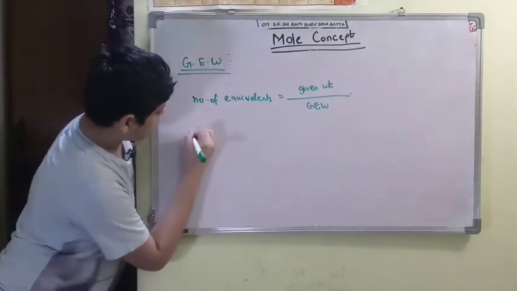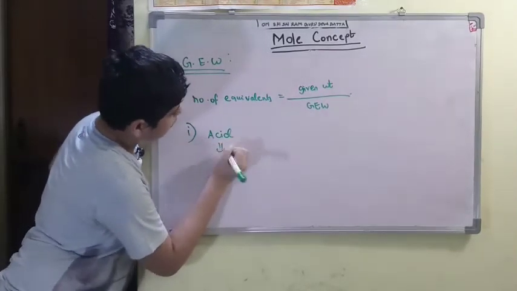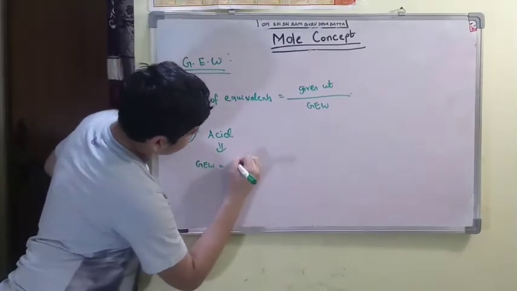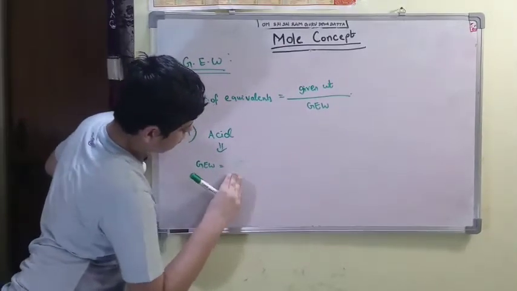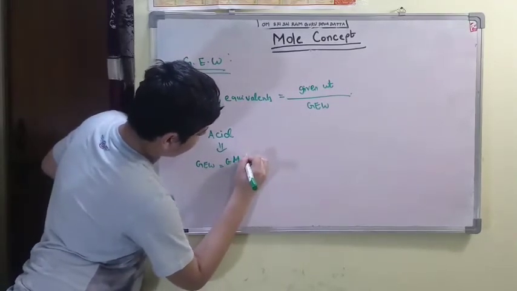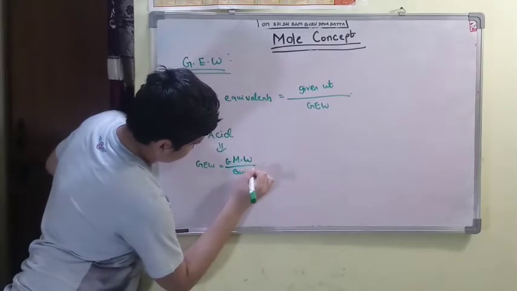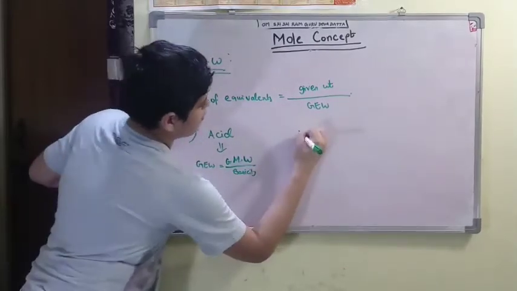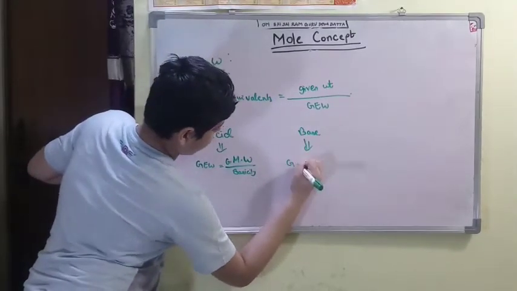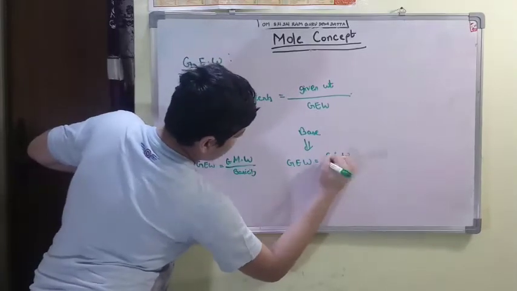So for acid, gram equivalent weight is equal to gram molecular weight upon basicity, and for base it will be upon acidity.